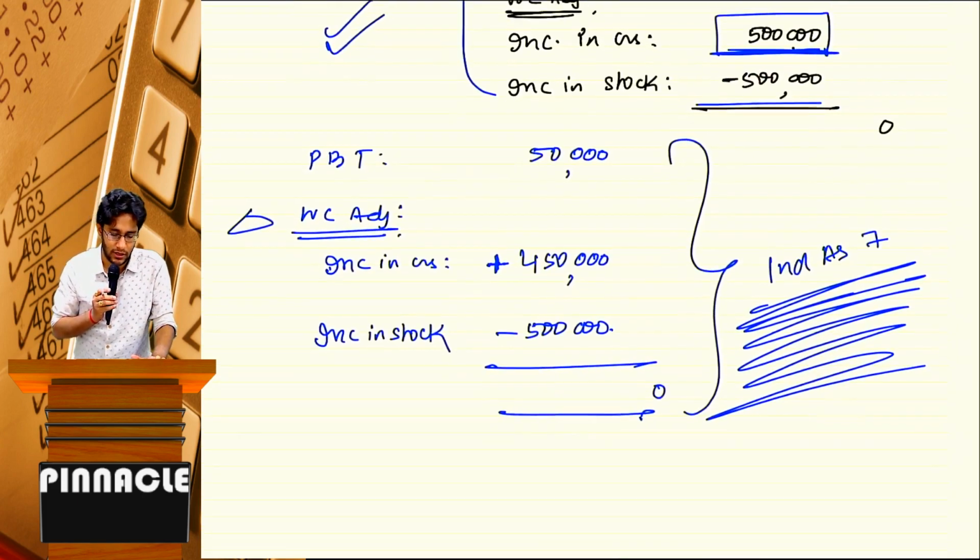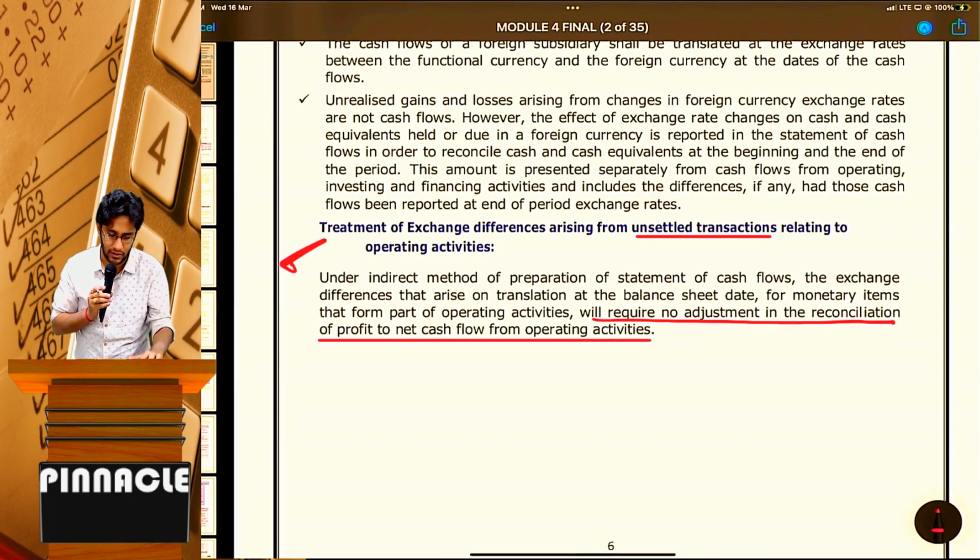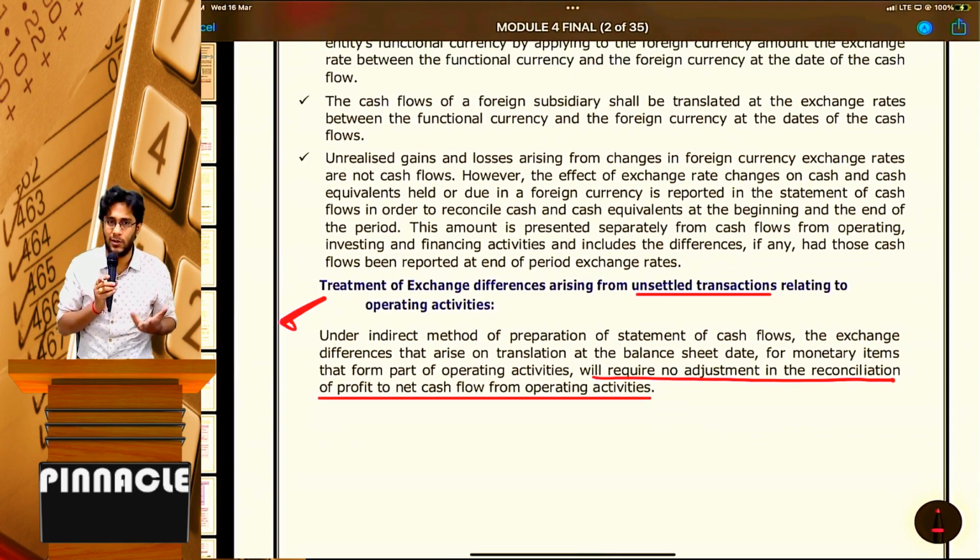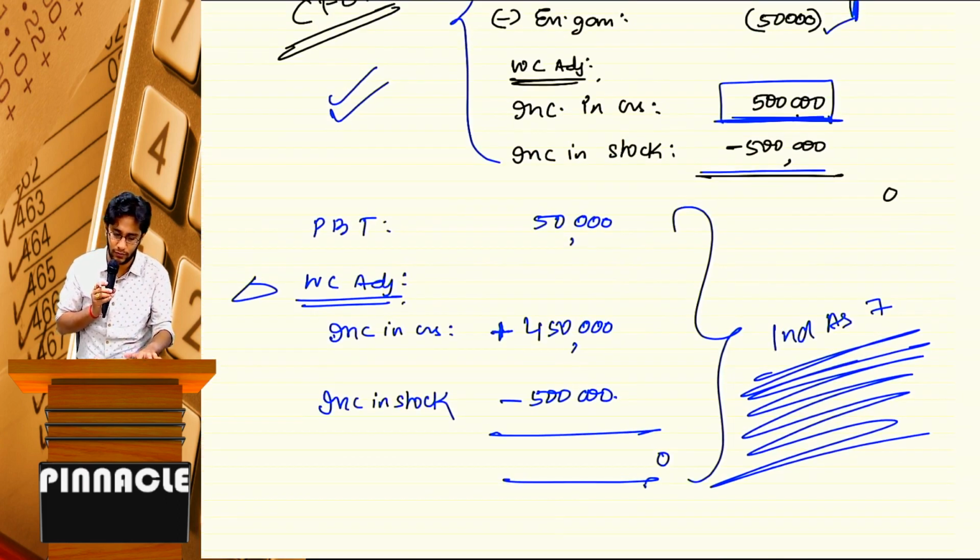That's wrong. What can we do? Whatever you are seeing here, you can see the text also. That's not my text, it's the study material text. The original bare Ind AS 7 was taken and copy pasted there. It is correct, whatever I have taught you now. So any unrealized exchange gains or losses relating to your operating activities included in P&L, do not eliminate them.